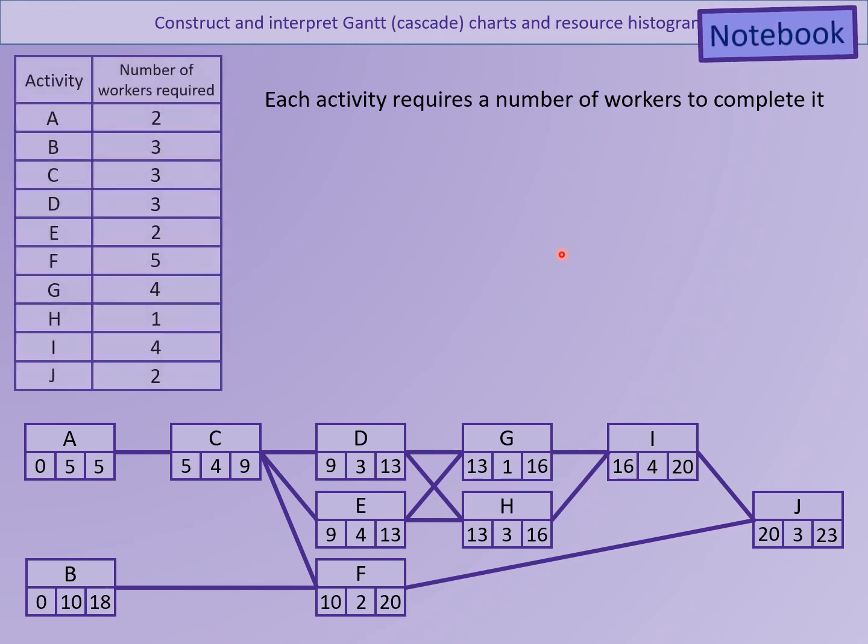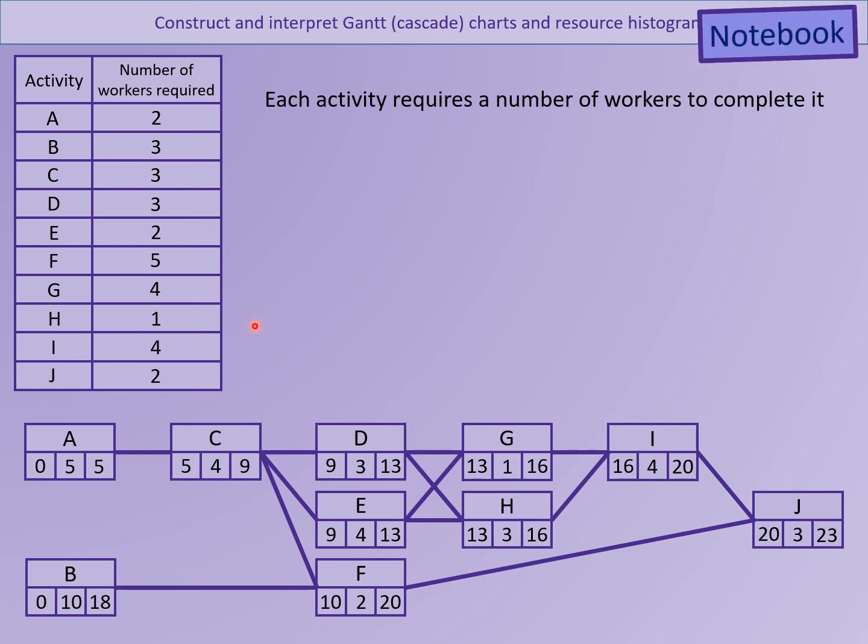So what I'm going to do is just add an extra dimension to this. I'm going to put in this bit just here. This is the number of workers you need to do each of these activities. Now we're not going to show that on our activity network. Okay, so you don't need to show it on your activity network at all, but we do need to be able to show it on our diagram.